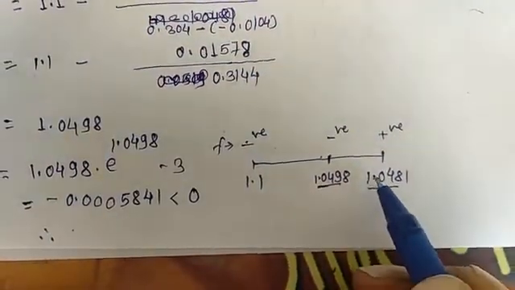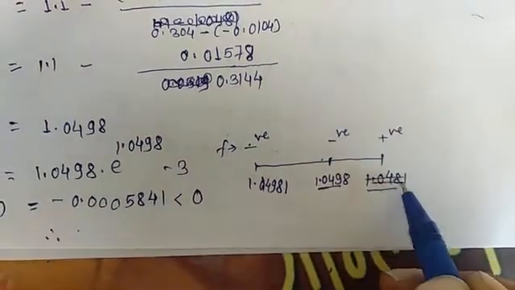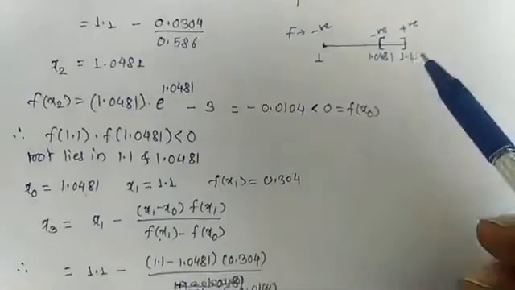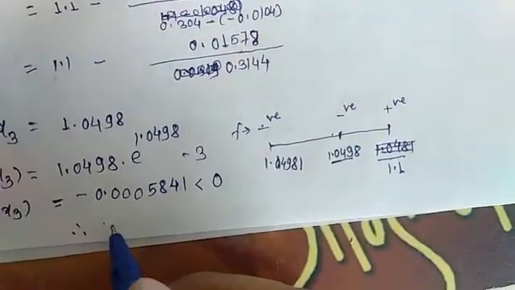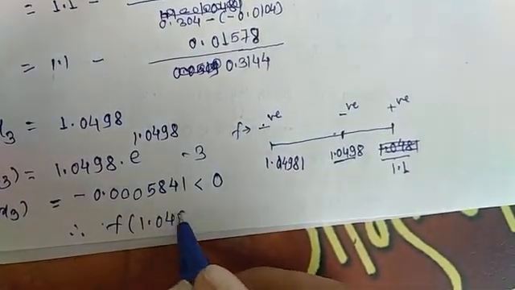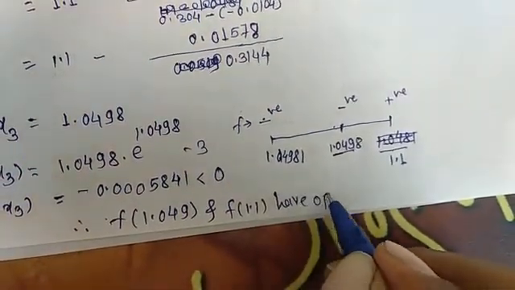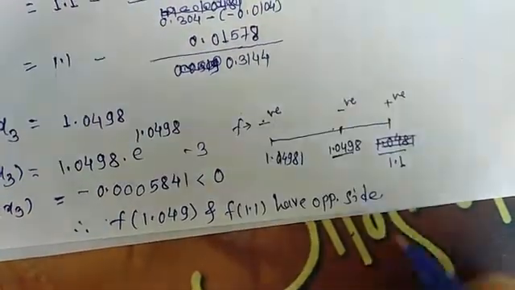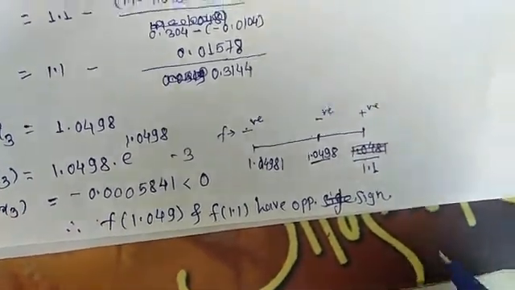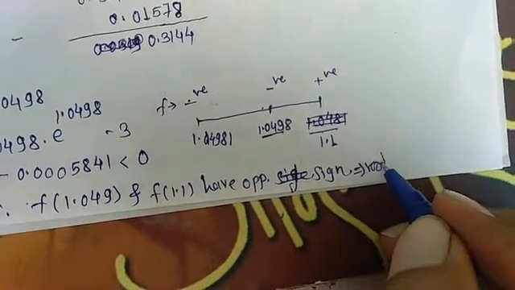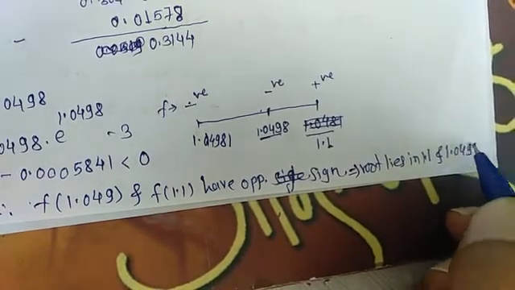Sorry, I have written wrong again. Here it is 1.0498 and here it is 1.1, because at 1.1 it is positive. Here it is negative at 1.0498. So f of 1.0498 and f of 1.1 have opposite signs, that is, the product is less than 0. So the root lies in 1.1 and 1.0498.